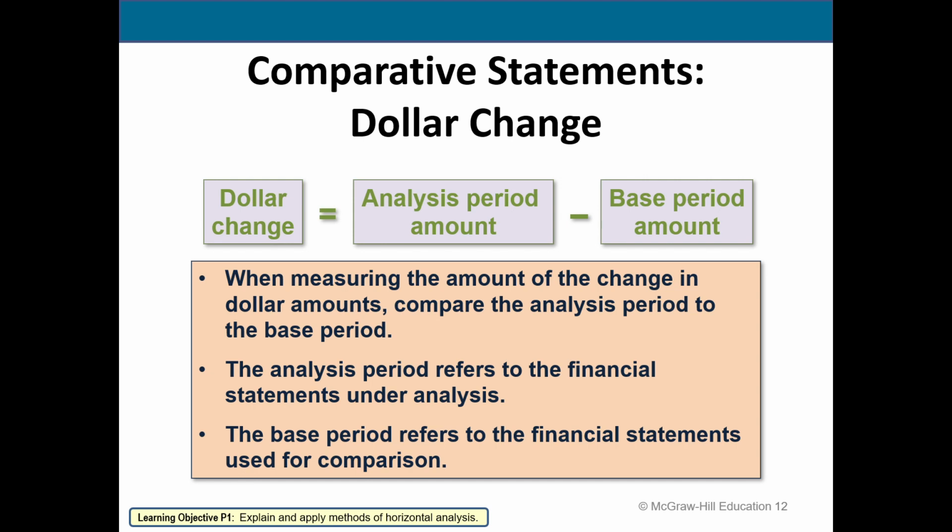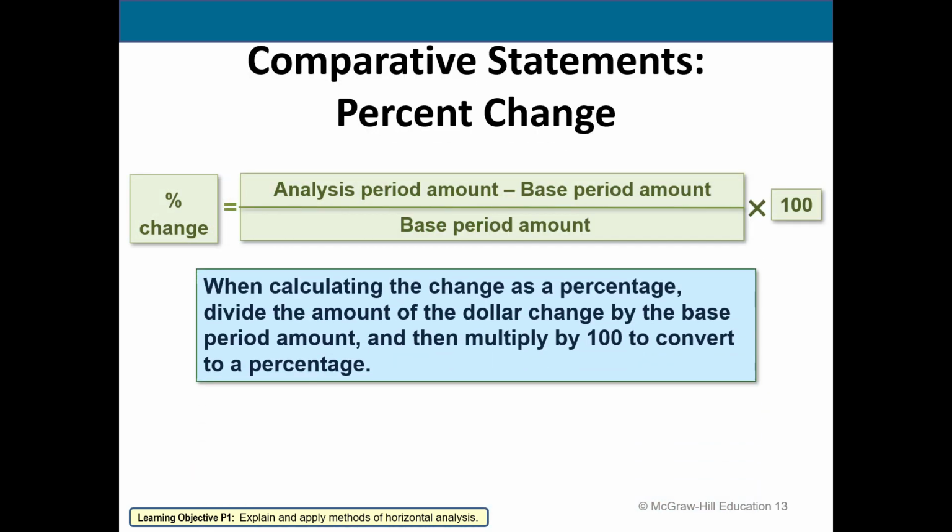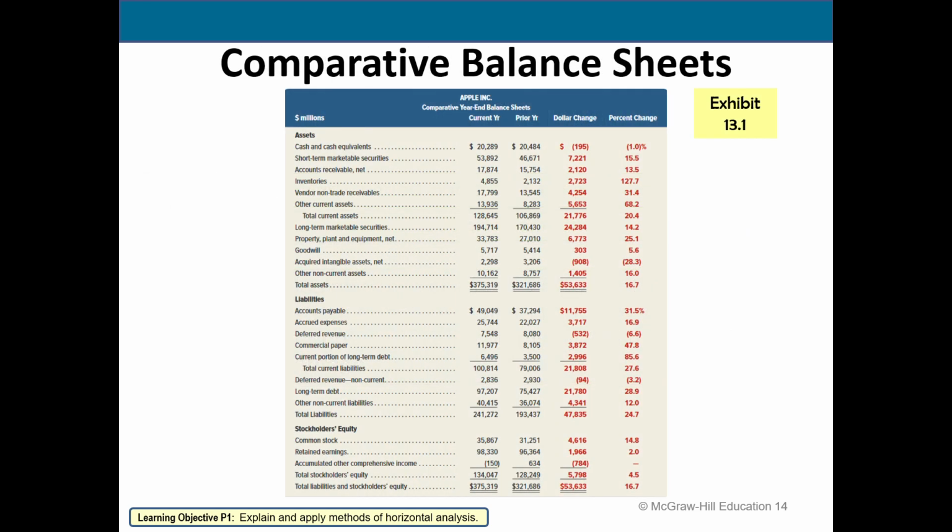So for example, I want to analyze the change between 2019 and 2018. So 2019 will be the analysis period and 2018 will be the base period. After we figure out the dollar change, we then divide that by the base period amount and multiply by 100 to come out to a percentage, which will make more sense when we are analyzing these changes. So here we have an example of Apple company.